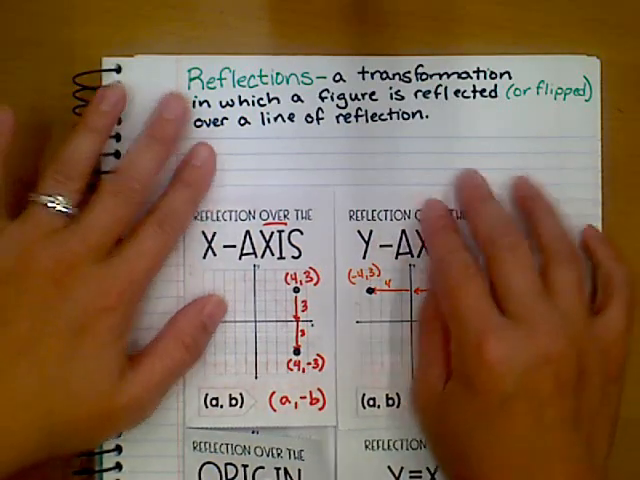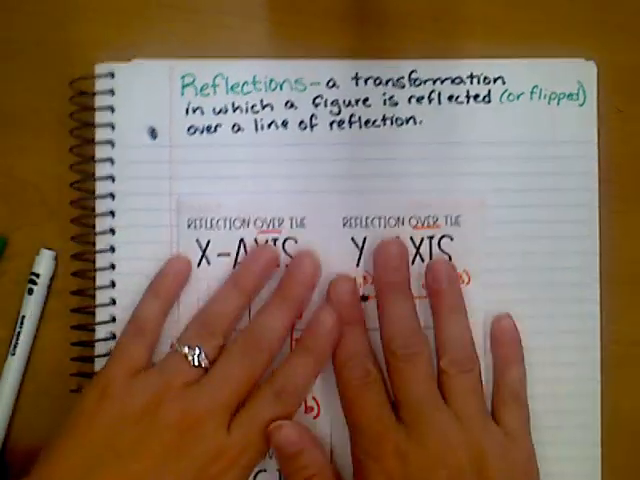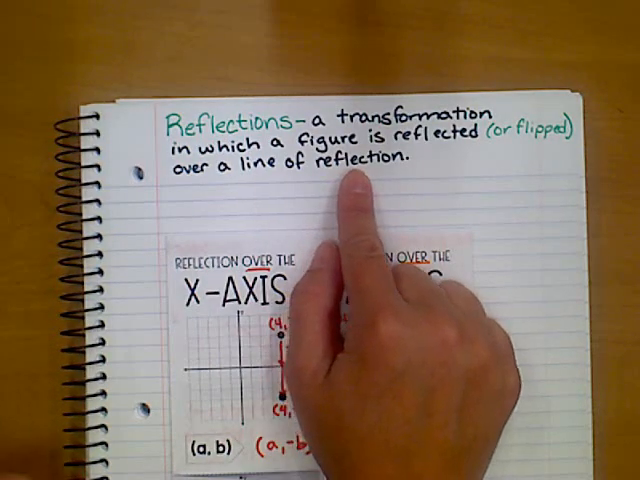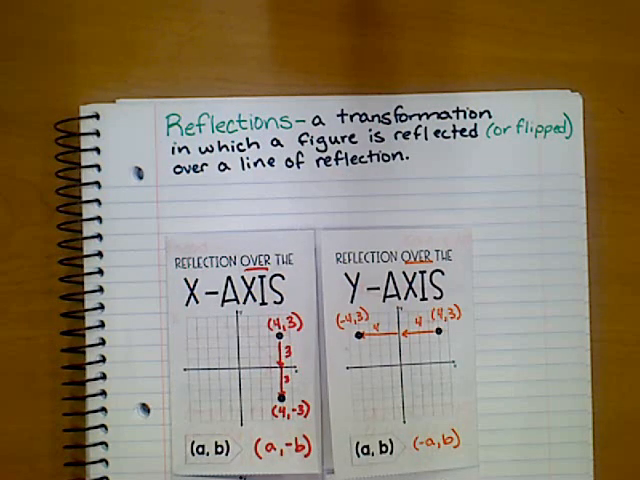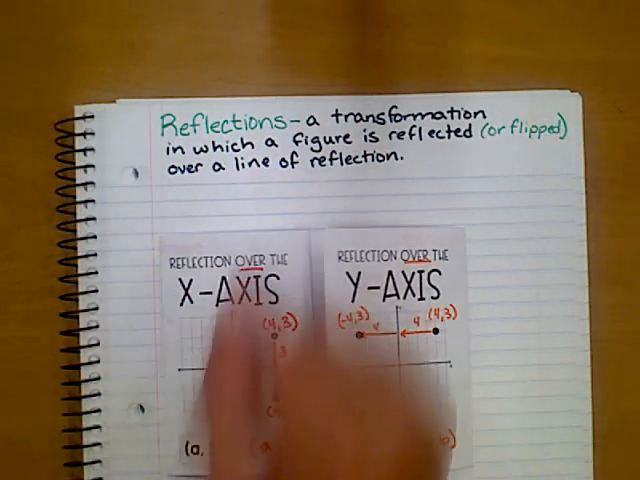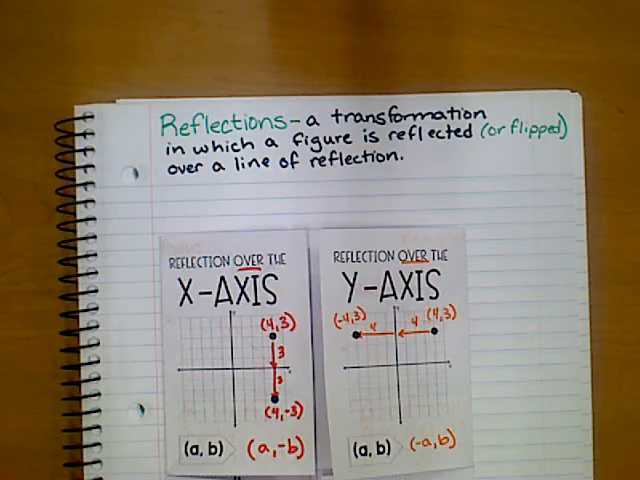Okay, once those notes are nice and glued in, you can go ahead and write our title and our definition of a reflection. So reflections are a transformation in which a figure is reflected or flipped over a line of reflection. So go ahead, finish writing that into your notes, and then that is all for today's notes.